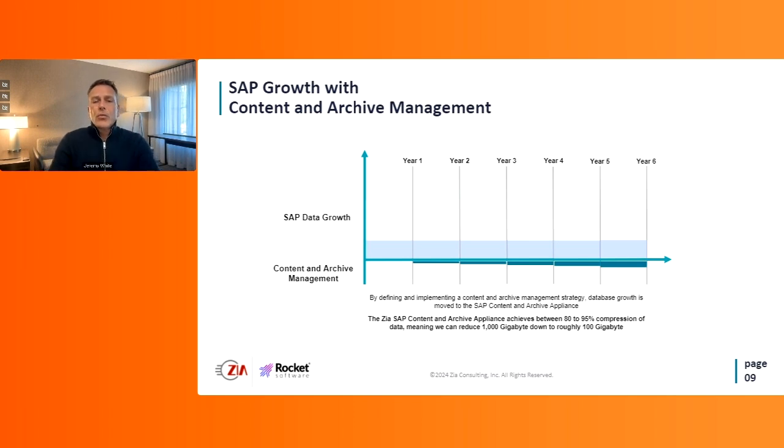The main thing to realize here, and what you might notice is, well, why is it so insignificant, the amount of data that's going into the content archive management repository? That's because we can achieve 80 to 95% compression when we move the content outside of SAP.